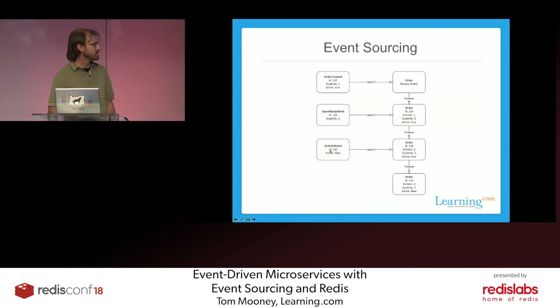Now your order is deleted. You store an order deleted event in your event store, and now it's just got active set to false. So even though it's been deleted, in a traditional sort of database where you're storing just the current state, you're going to delete that row out of there, and you've lost all of that history. So now, even though this order has been deleted, we can still go back and look at any point in time what the state of that particular order was.